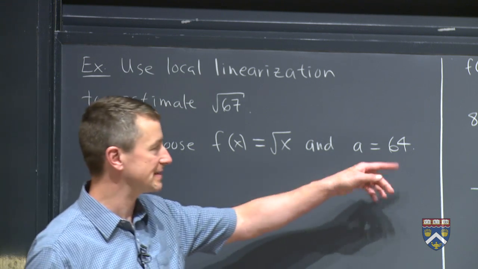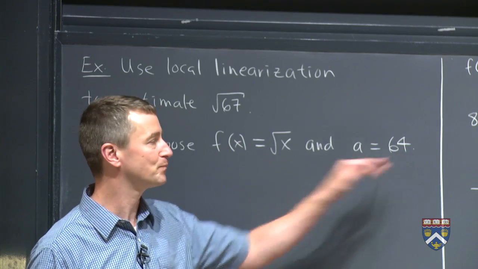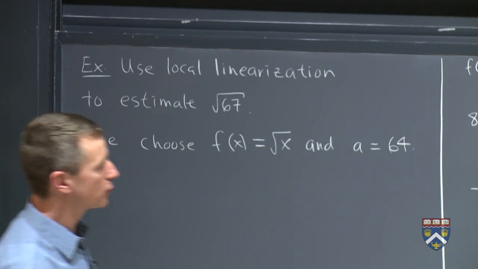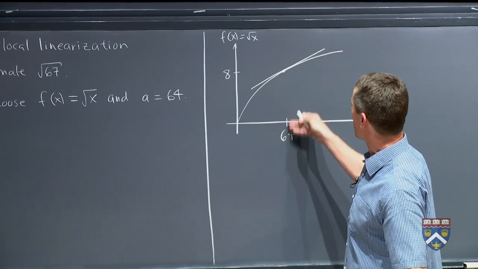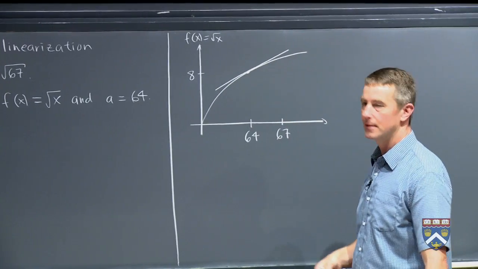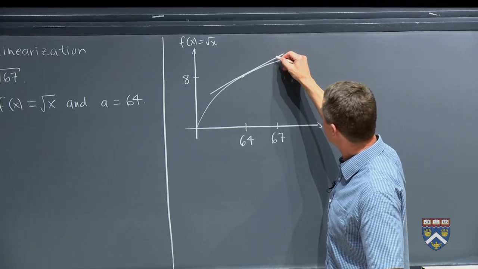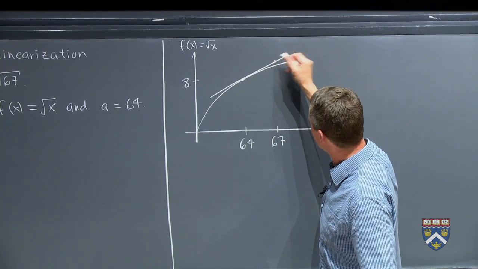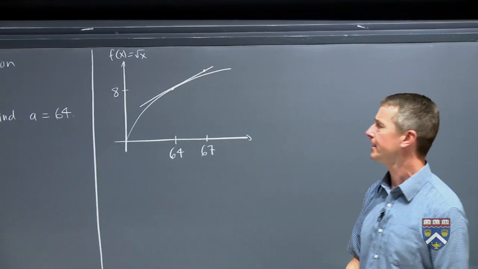Going back to the previous example, we know how much snow there is on the ground at this time. So if we're looking at the picture, we know that at x equals 64, the y value is 8. We want to follow this tangent line over to 67 and figure out what the y value is going to be up there on the tangent line, because we don't happen to know the square root of 67, right?